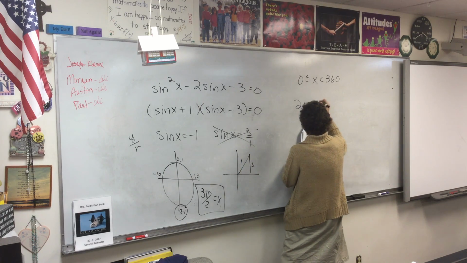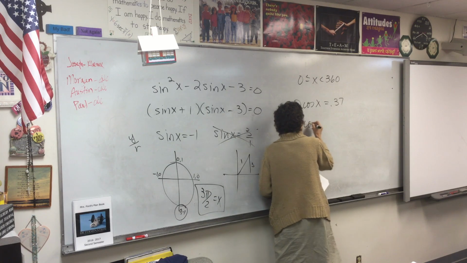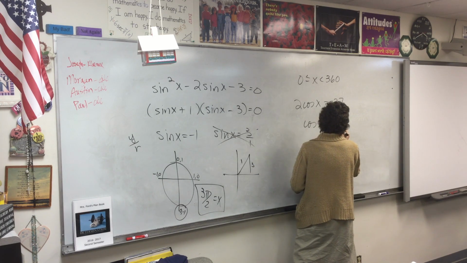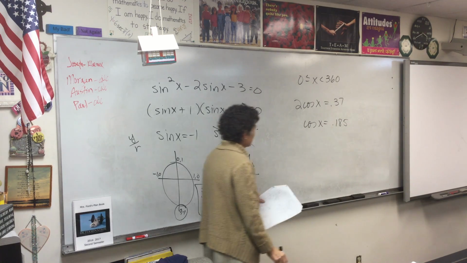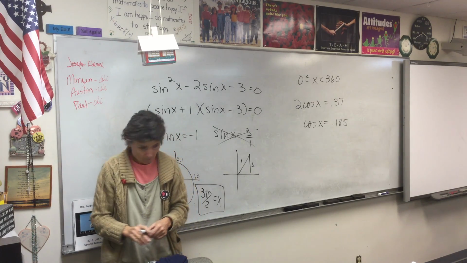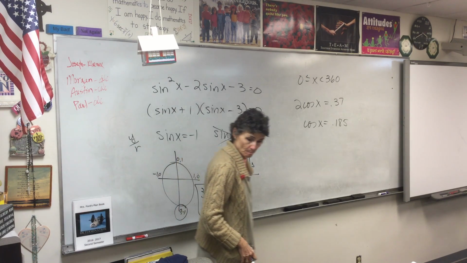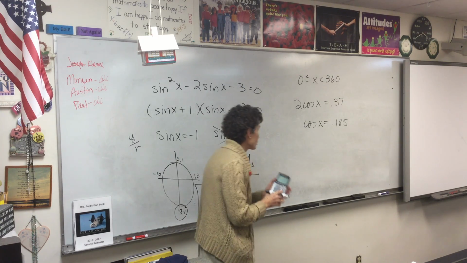And the first equation says this, divide by 2. So cosine x equals 0.185, is that right? I think. How do I go about solving this?